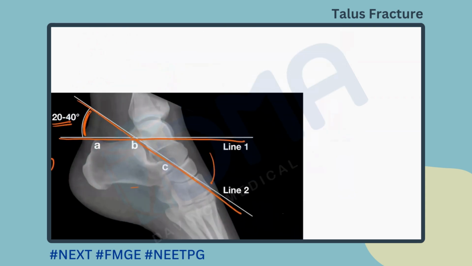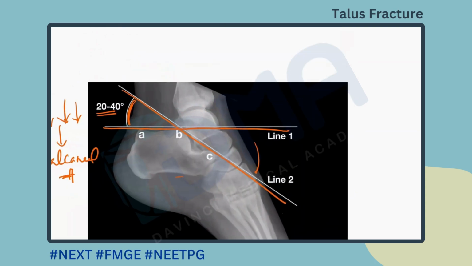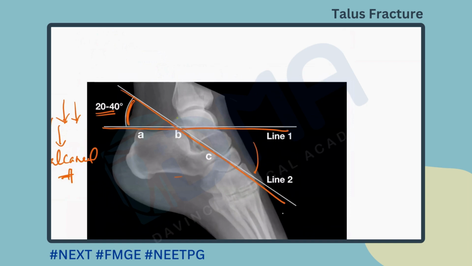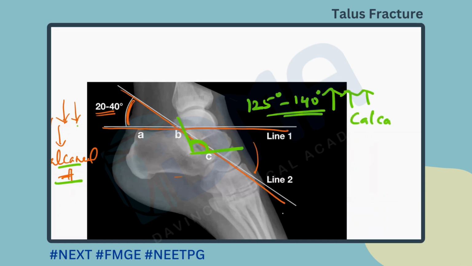You have to draw two lines again. Just see the green lines. I draw two lines along the articular surfaces. The angle between these two is called Gissane's angle. The green line represents the Gissane's angle, and this angle is 125 to 140 degrees. If this Gissane's angle increases, so there are two differences here. Bowler's angle decreases, it indicates calcaneal fracture. Gissane's angle increases, it indicates calcaneal fracture. Are you clear in this?